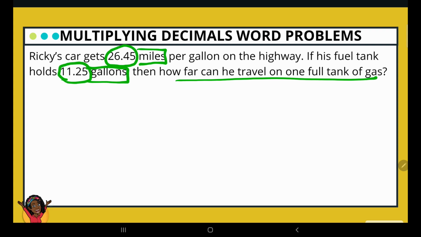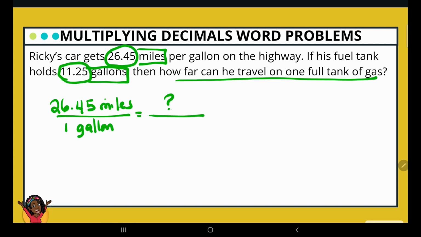So we're going to set this up 2 ways. We're going to set this up using proportions, which will lead us to multiplication. So here we have 26.45 miles to 1 gallon of gas. And I want to know how many miles. So this is my unknown. I can also use a variable, which we talked about earlier, to represent that unknown for 11.25 gallons.